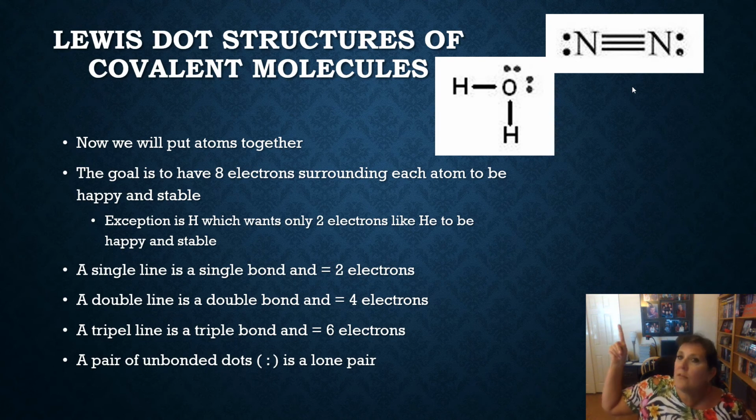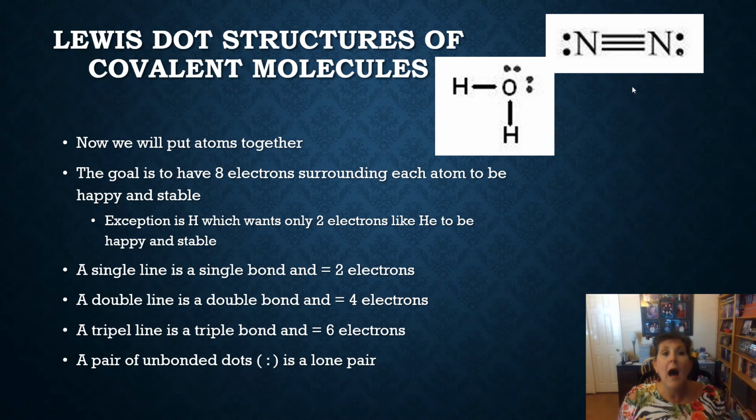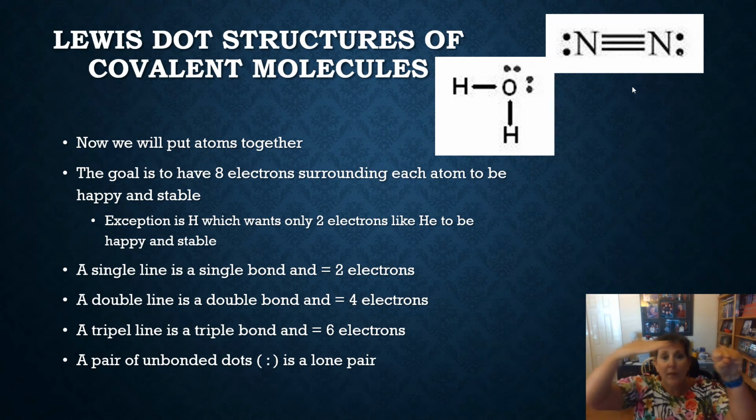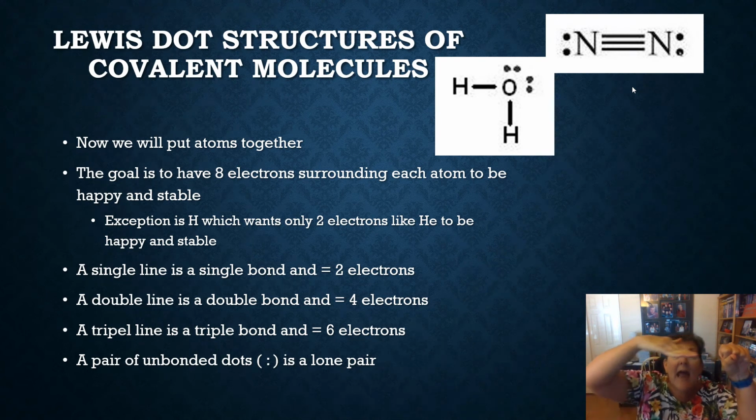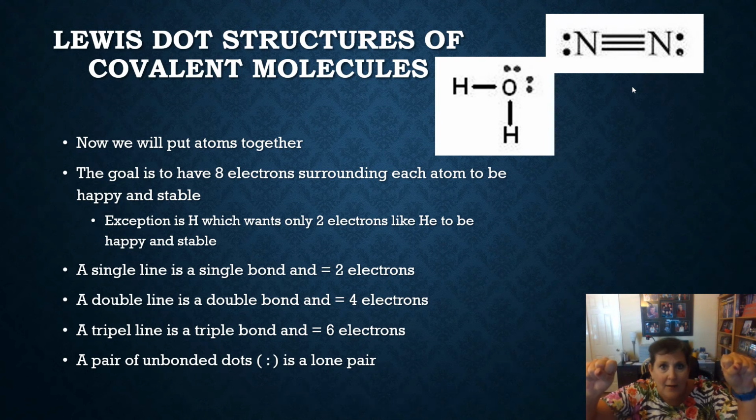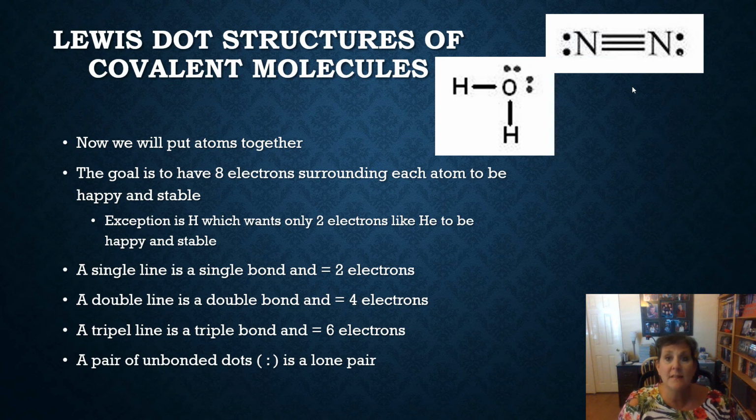Now, you see these Lewis dot structures over here have dots, but they also have lines. What does the line mean? Well, that's a bond. A line is just connecting 2 electrons together with a line. So it represents 2 electrons that have been connected with a line. A single line is a single bond, which means 2 electrons. A double line is a double bond, which means 4 electrons. A triple line is a triple bond, which means 6 electrons.